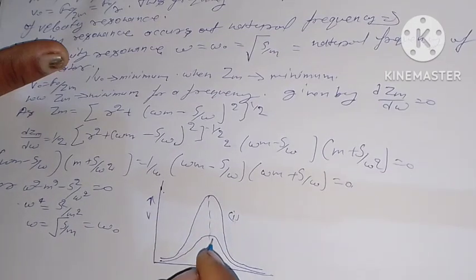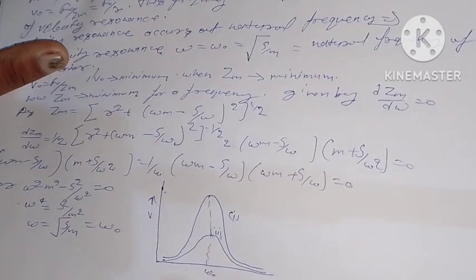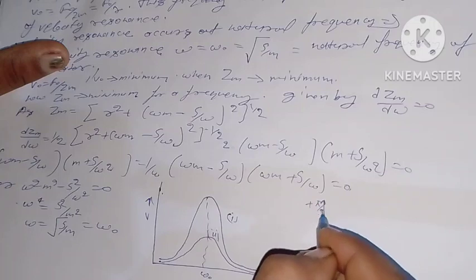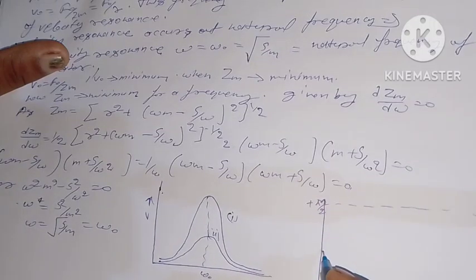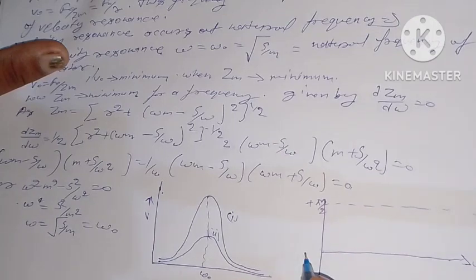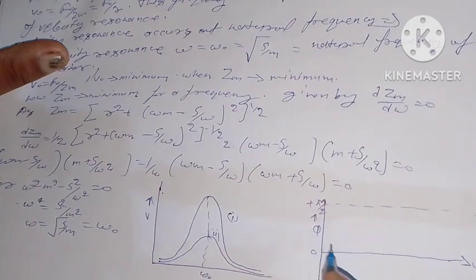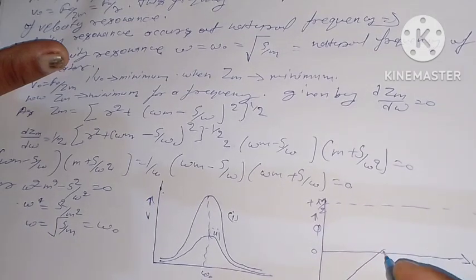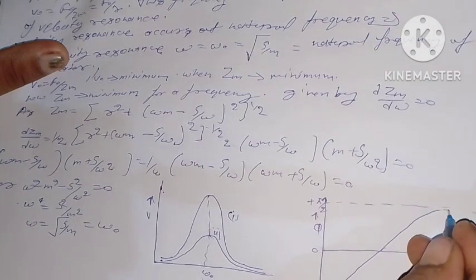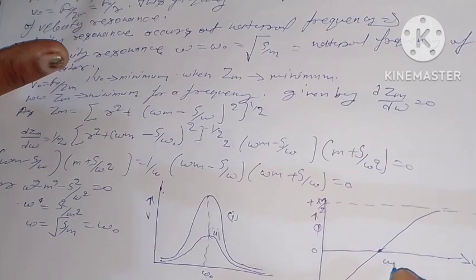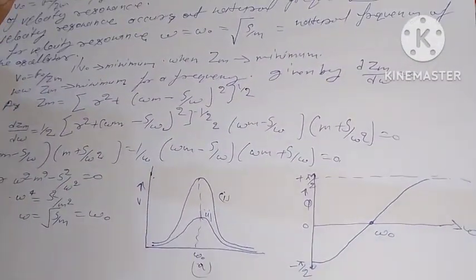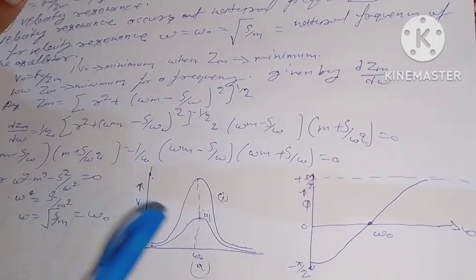Okay, this is the first graph and this is the second graph, figure A and figure B. This is plus pi by 2, this is omega, this is 0 and phi, this is minus pi by 2, and this is omega naught.